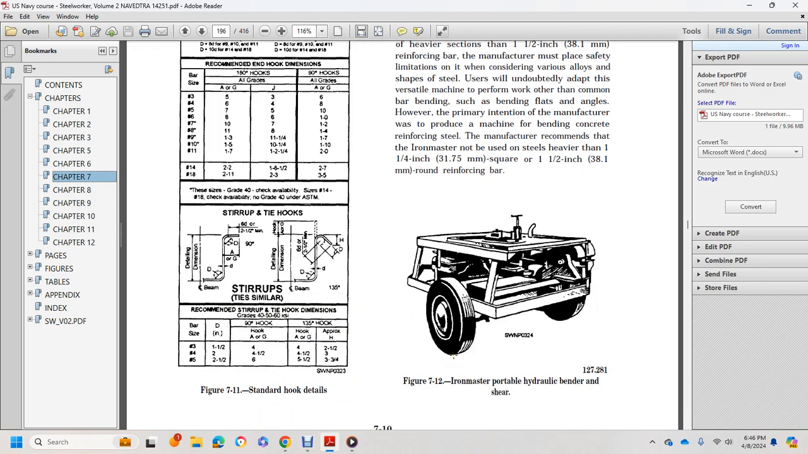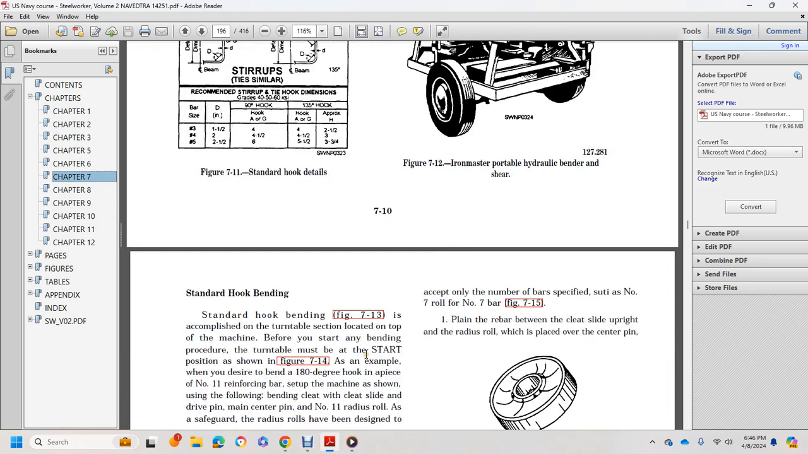Figure 712 shows your reinforcing portable hydraulic bender and shear. Standard hook bending, Figure 713, is accomplished with the turntable section located at the top of the machine. Before you start any bending, the turntable must be in the start position shown in Figure 714.